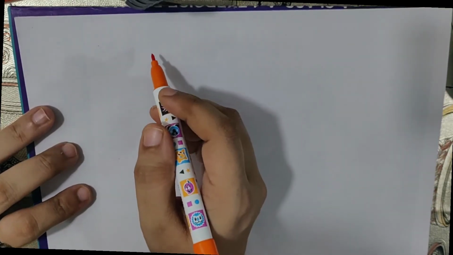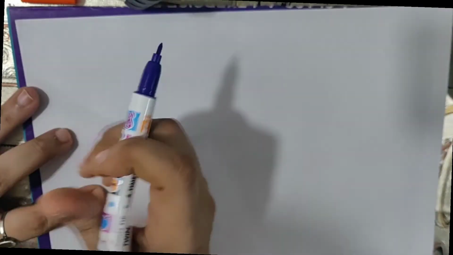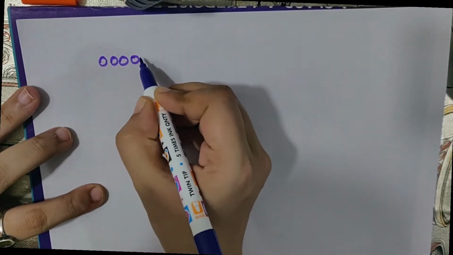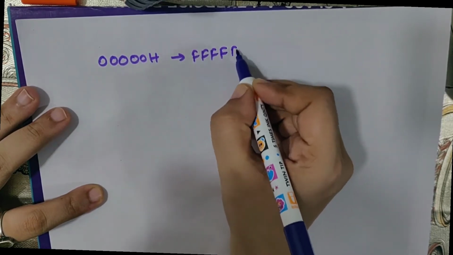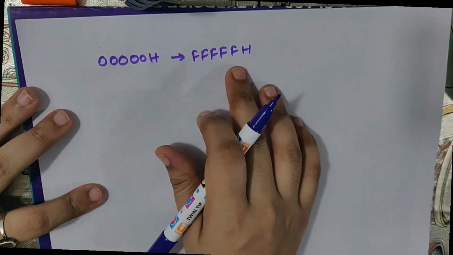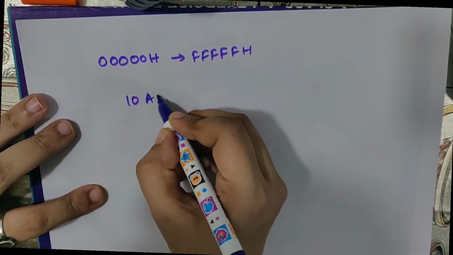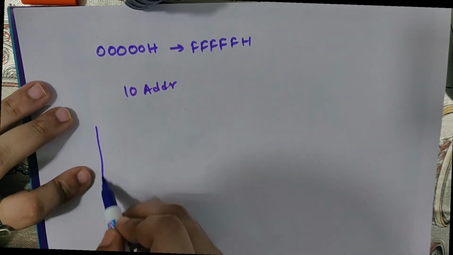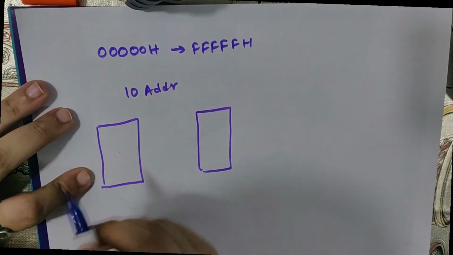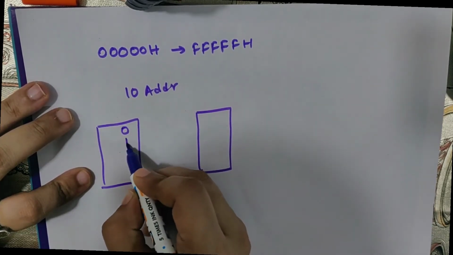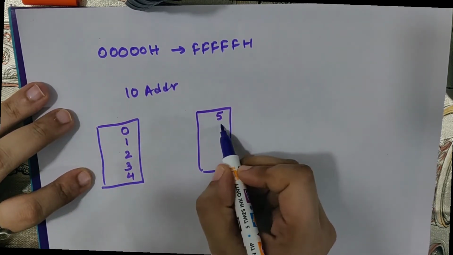The entire memory address range, 00000H to FFFFFH, is divided into 2 banks. Let's assume for now that we have only 10 addresses. Then how will it be divided? Let's say this is my first chip and this is my second chip. If I have only 10 addresses, I put address numbers 0, 1, 2, 3, 4, the first half of the addresses, in one chip, and the remaining half of the addresses in another chip.